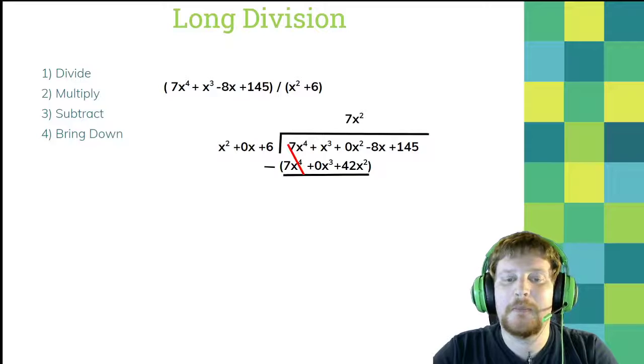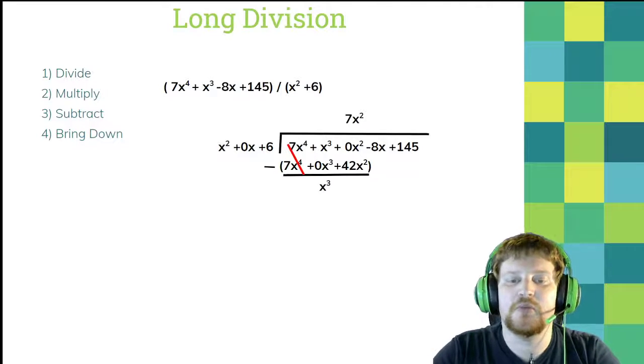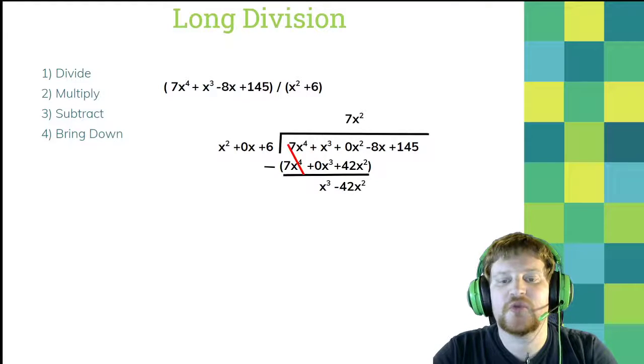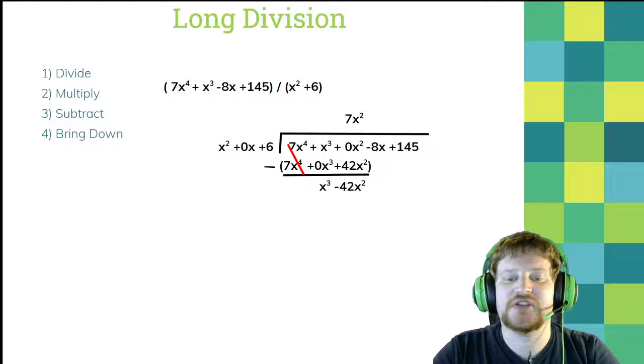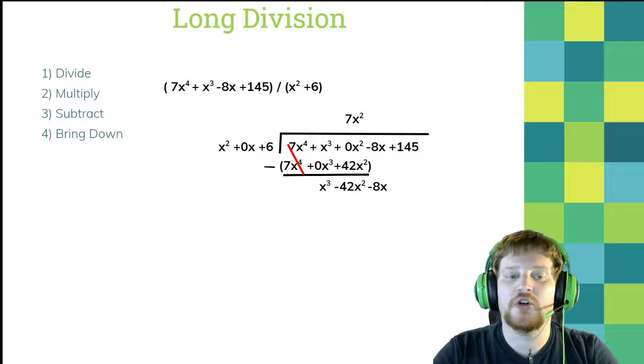x cubed minus 0x cubed, that gets us x cubed. 1 minus 0 is 1. 0x squared minus 42x squared is negative 42x squared. So that's our subtraction step. We're done. We subtracted everything. Step 4, bring down. So we're going to bring down that negative 8x as our next step. Now we start all over again.